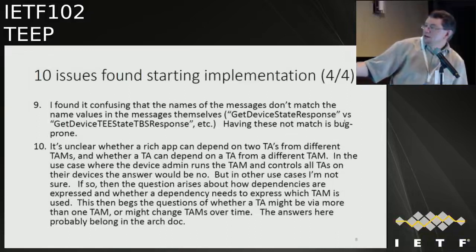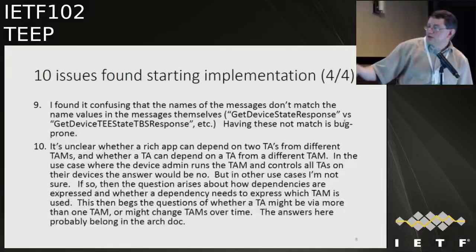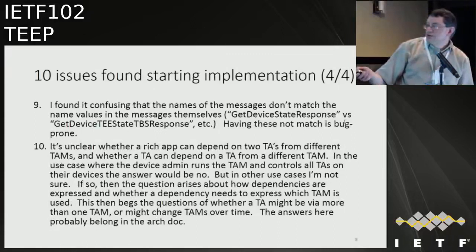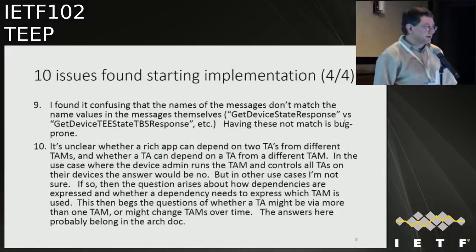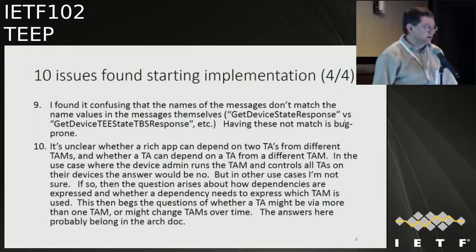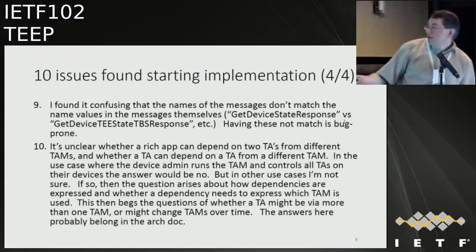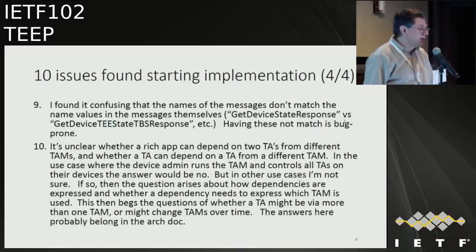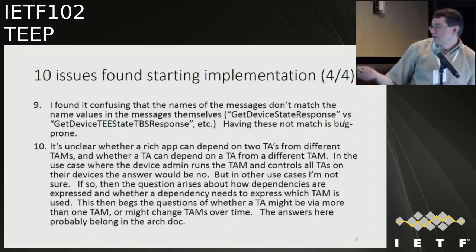And then lastly, this one is architecture specific, as I was thinking about how to arrange code. It is unclear in the document, at least in the places I could find at the time, whether a rich app is allowed to depend on TAs from different TAMs. My hypothesis is yes. And whether a TA can depend on another TA, including one from a different TAM, my hypothesis was yes. Since then, I think Ming or somebody else posted on the list that there may not be a use case for that. I wanted to comment on that because this is, I think, my last slide here.